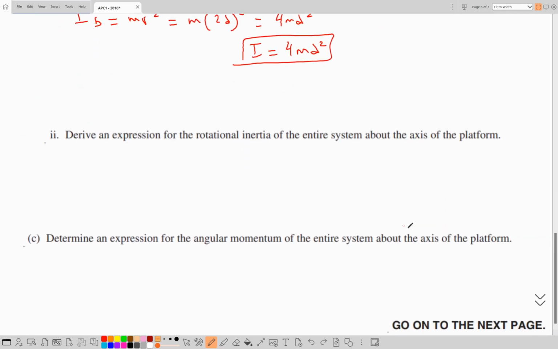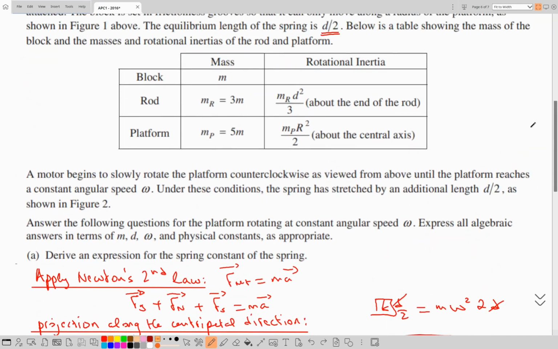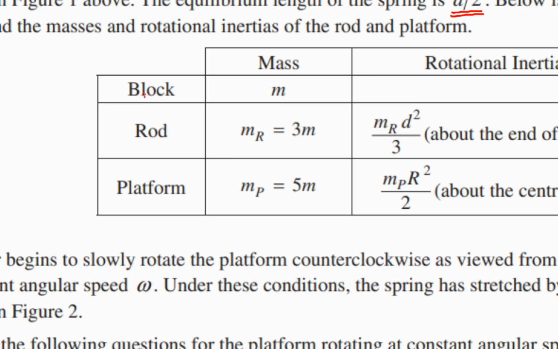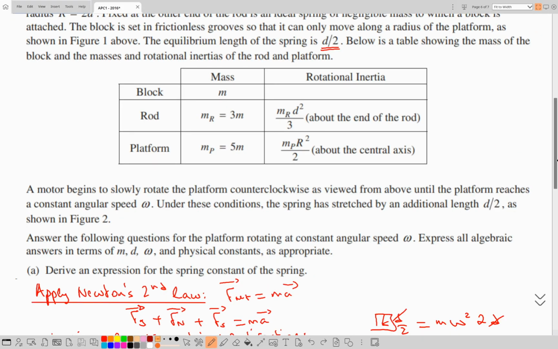Now in idea number 2, they're telling us to derive an expression for the rotational inertia of the entire system about the axis of the platform. What does the system represent? The system represents 3 different bodies given by the block, rod, and the platform. So we need to add the rotational inertia for all of these together. Now the rotational inertia of the rod is given by m_r d squared over 3, and that of the platform would be m_p r squared over 2, and the masses are given in the second column of the table.